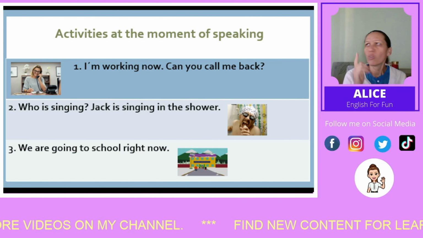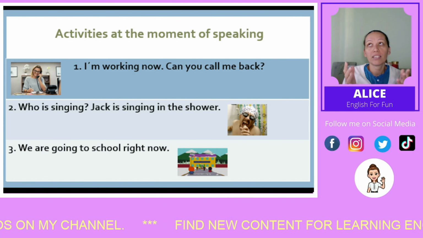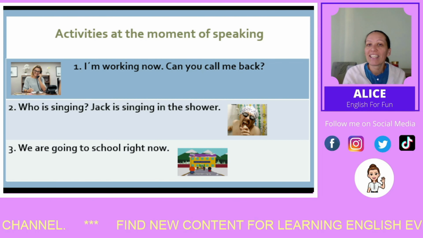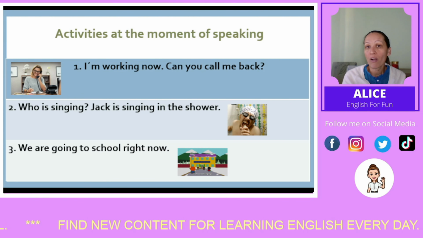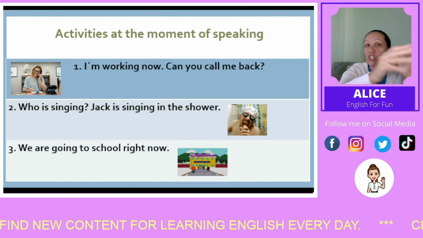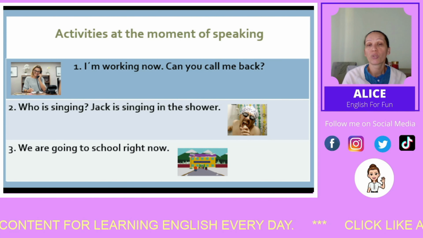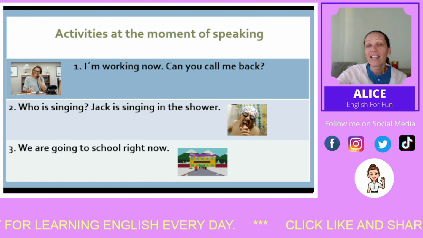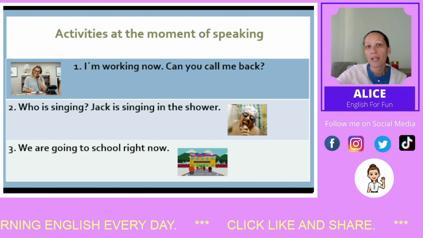Example number 2. Oh, who is singing? Who is singing? Oh, this is Jack. He's singing in the shower. Oh, this is Jack. So that means that Jack is in the shower right now and he's singing. Example number 3. We're going to school right now. That means actually we're moving our legs and we're going forward to school. So we're going to school right now. And see here you can see the word now, which helps us to know that in this sentence we should use present continuous.